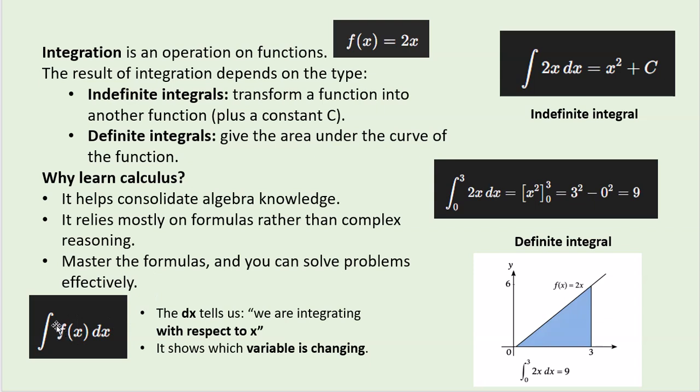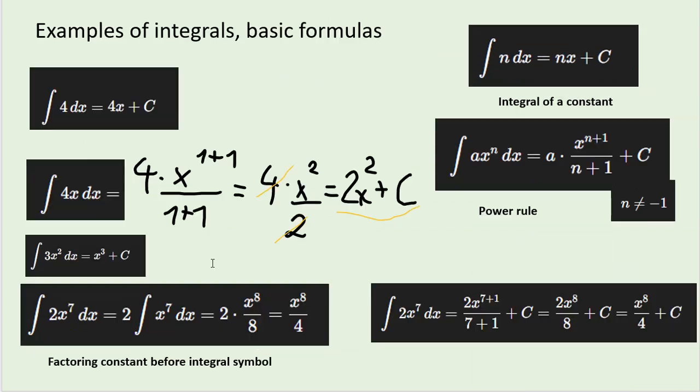How to read this? We can see a symbol of integral. This is integral. This is like an extended letter S. So we often see this dx. It means that dx tells us that we are integrating with respect to x. It shows which variable is changing. So x is changing, not the number. So just like you have 2x dx, you see x is changing, becomes x squared, and 2 is not the one which is changing.